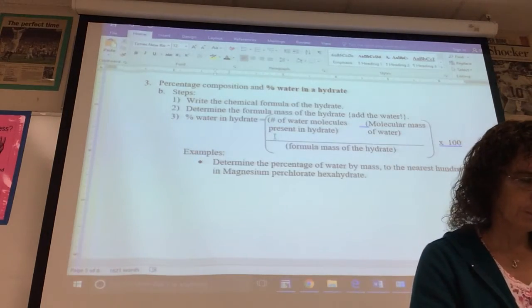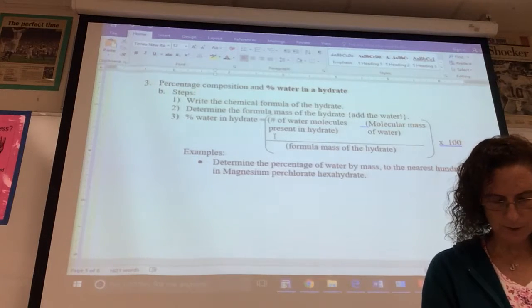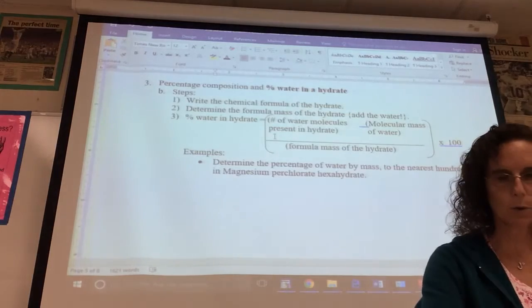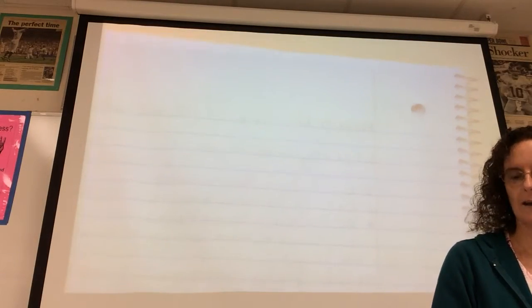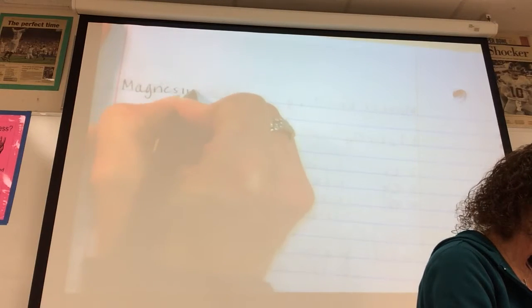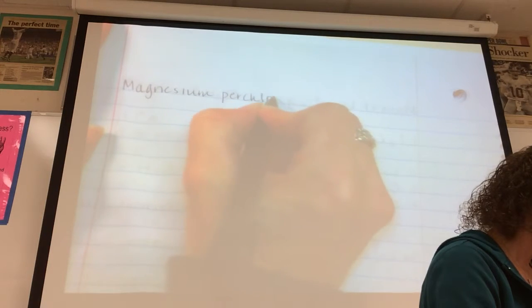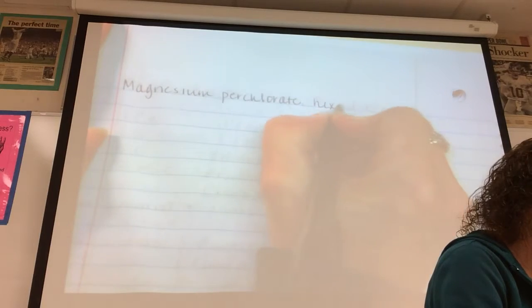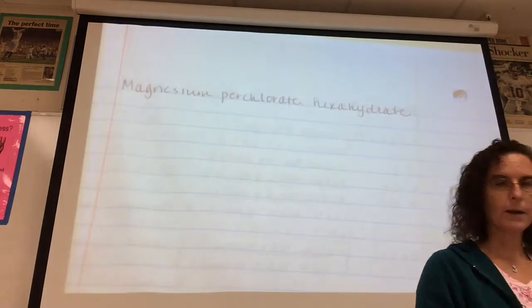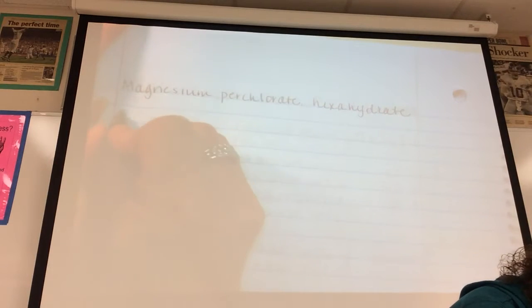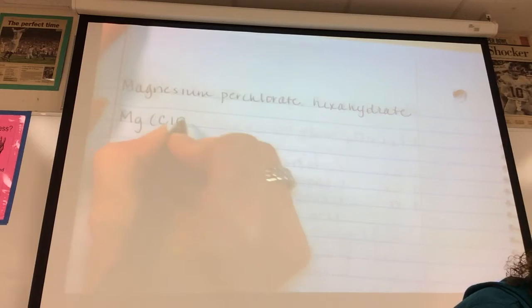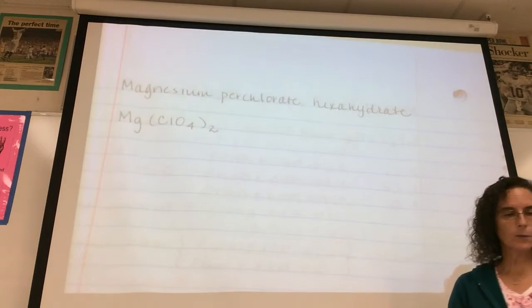For example, this was also on your previous test and two quizzes ago. Let's say, and you're going to see this in the first problem, that's why I have selected it, that you had magnesium perchlorate hexahydrate. It's a mouthful, and that's why we have chemical formulas, because we can simplify it greatly. So magnesium perchlorate, but then we have hexahydrate.